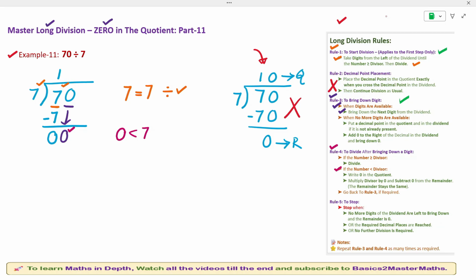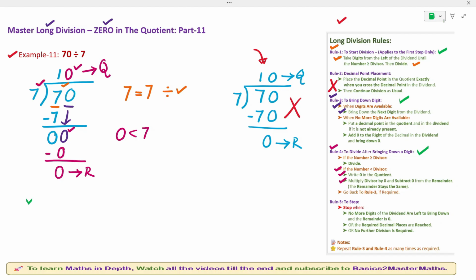If the number is less than the divisor, write 0 in the quotient, then multiply the divisor by 0 and subtract 0 from the remainder. So, 7 zeros are 0. You will get 0 again as the remainder and 10 as the quotient. Now, rule 4 is complete.